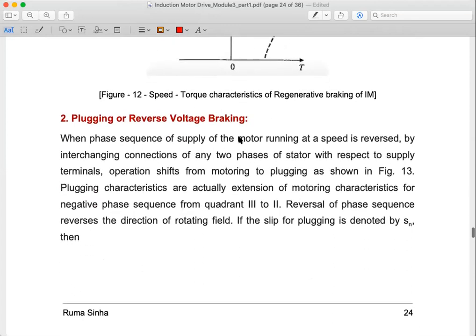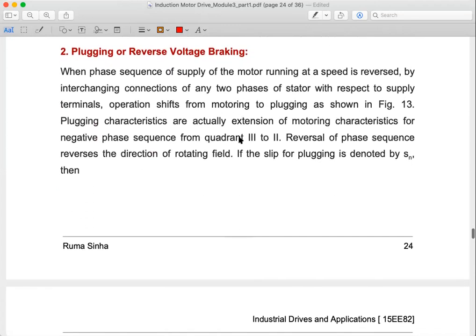Coming to the next one, plugging or reverse voltage braking. When I say reverse voltage braking, the phase sequence of the supply is changed. So when the phase sequence of the supply of a motor running at a speed is reversed by interchanging connections of any two phases of the stator, then what do we get? It's like the phase sequence is changed. In that case, we'll get this plugging.